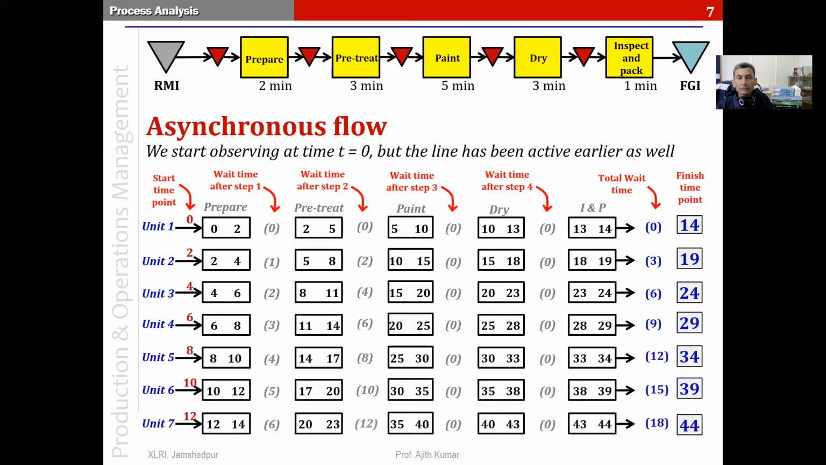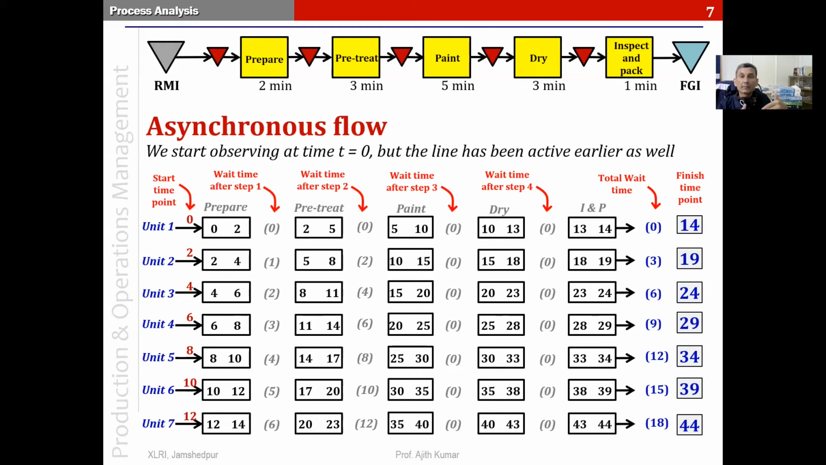If we look at the values obtained, we will see that all the units move through and the steps are working independent of each other. They are not waiting for synchronizing their start and stop times with each other. As a result, in front of the pre-treat step, the waiting time of the units is continuously increasing. This increasing waiting time is because the units are waiting more and more. The units are actually forming a queue. There's a queue forming up.